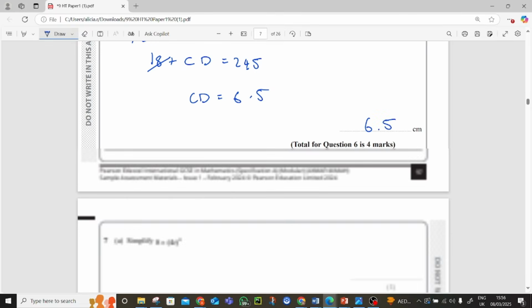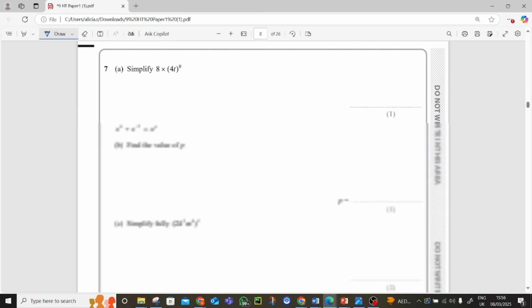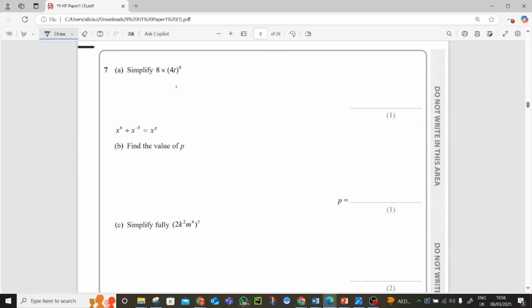Okay, on to the next question. So simplifying. Whenever you raise anything to the power of 0, this is 1. So this question here is just 8 times 1, which is 8. And then here, when you are dividing with indices, you're going to subtract the indices. So this is going to be x to the power of 6 minus 5. I need to subtract. So this becomes a minus. I'm going to subtract 6 minus 5, which is 6 plus 5, which is 11. So therefore, P is 11.